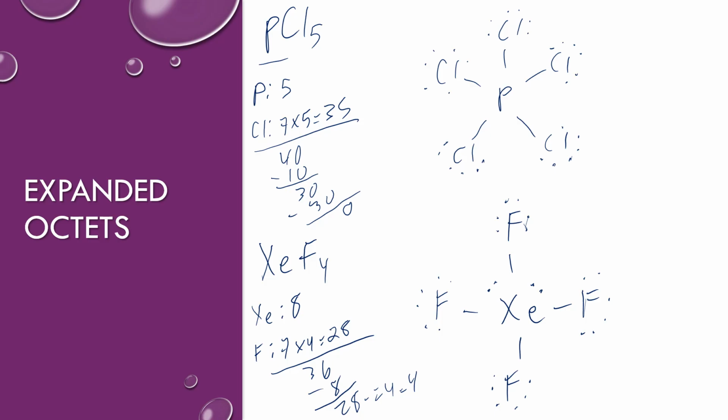which gives xenon 12 electrons around the center there, which is a lot more than 8. So it definitely has more than the octet. It has that expanded octet, which it's allowed to do because it's in the third period or lower.